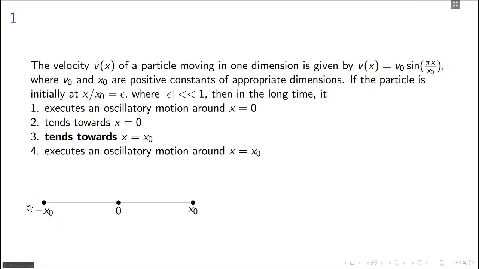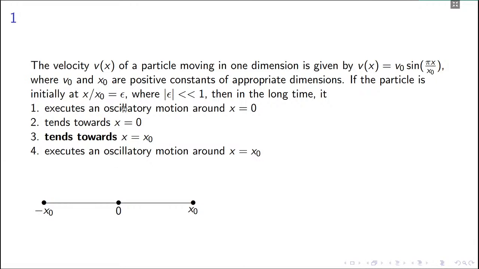So I'll just explain to you. This is the situation here. These are the 3 points of interest: one is the origin 0, then x naught, and then minus x naught. So velocity is 0 at the origin, at x naught and at minus x naught. So this will be like pi and minus pi, so again it will be 0. And in between, if the particle is on this side, it will have a positive velocity. If it's on this side, it will have a negative velocity, right?